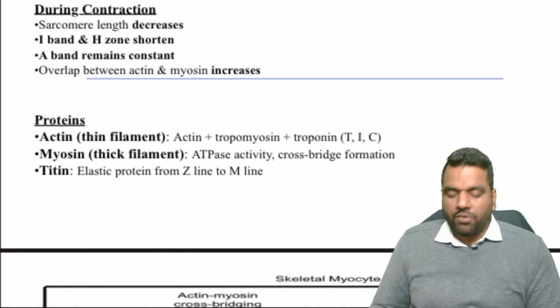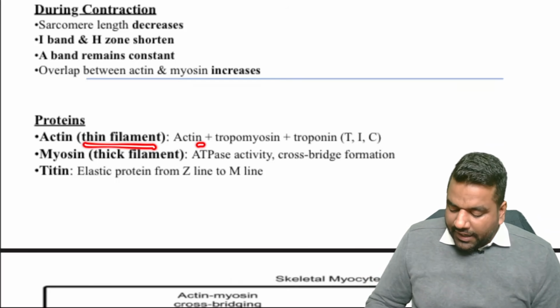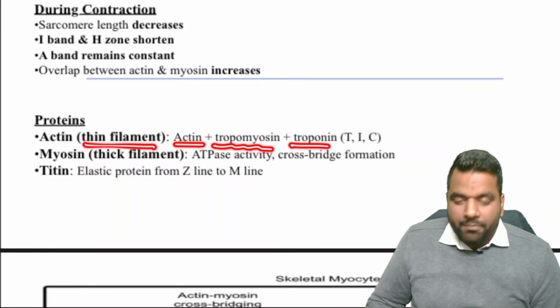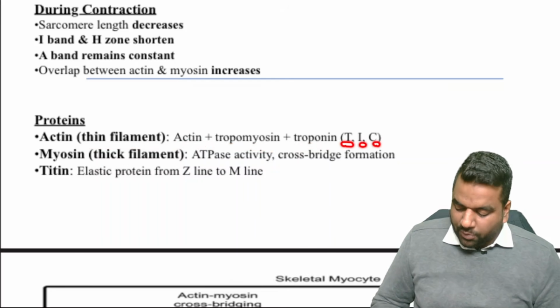The proteins we'll now discuss: actin, which is the thin filament, and it lives with the actin, tropomyosin and troponin. Troponin has three binding sites, that is troponin T, troponin I and troponin C.